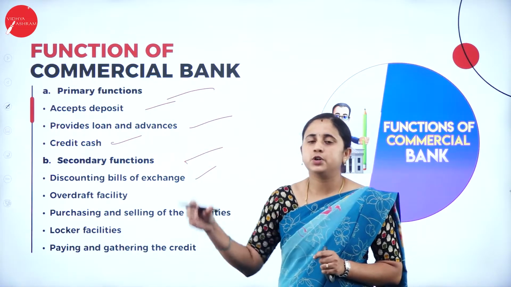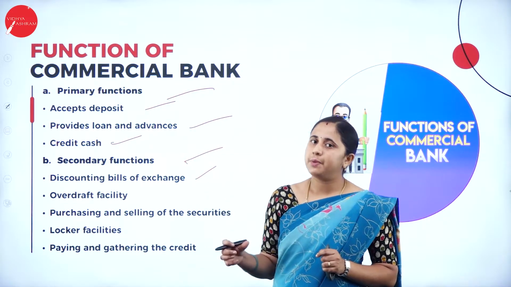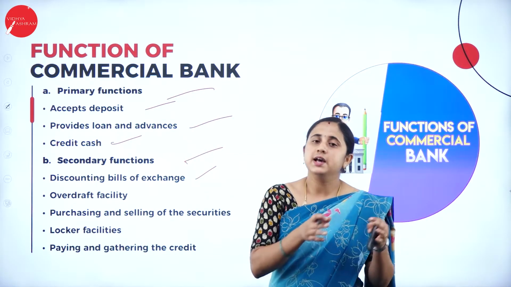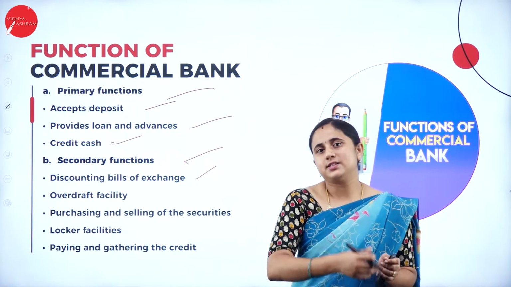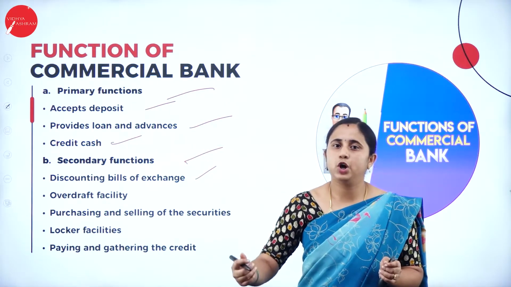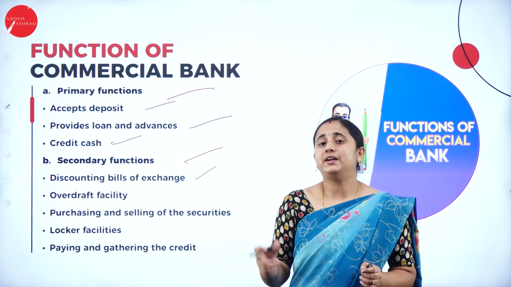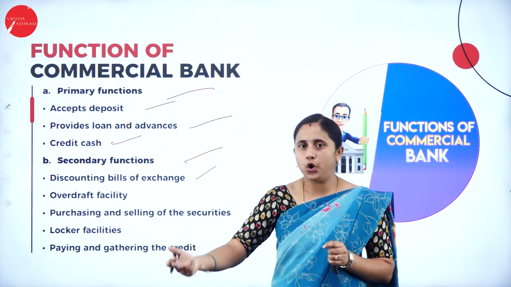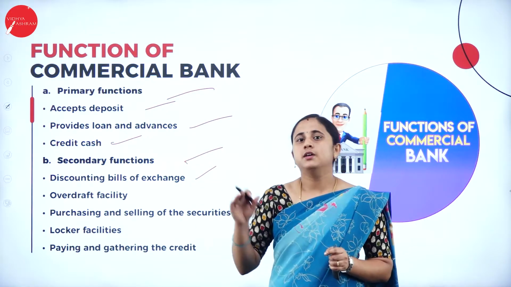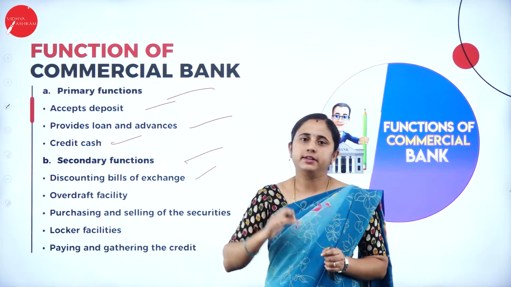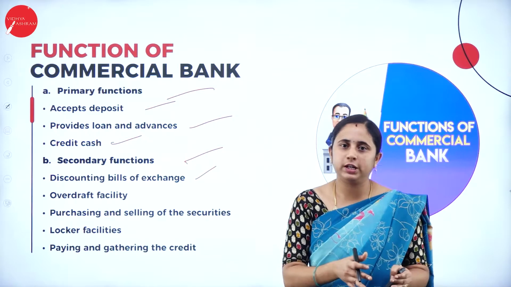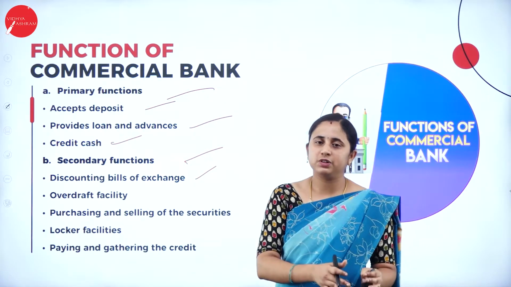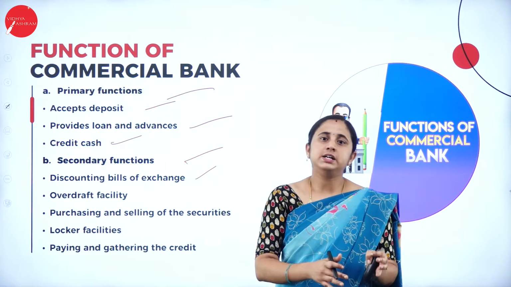If the receiver or the seller wants to receive the money before the maturity period, they come to the bank, and the bank is going to receive the bill of exchange and pay money, but at a discount rate. That means the bank is not going to pay you the whole money or the full money. They are going to discount it and give the money. Before the maturity period, the customer can get the money at a discount rate.